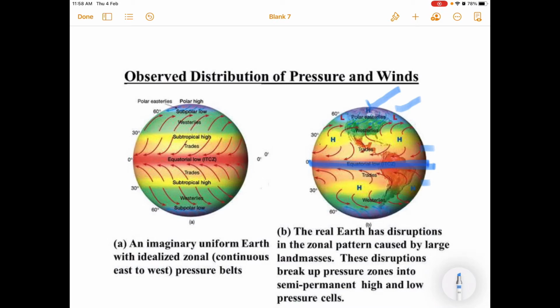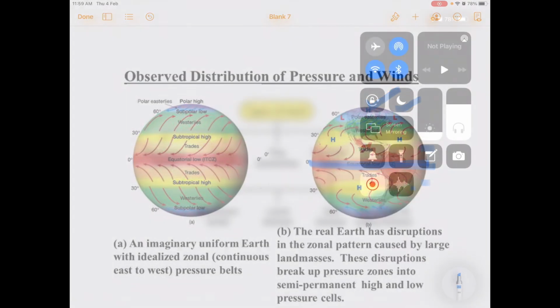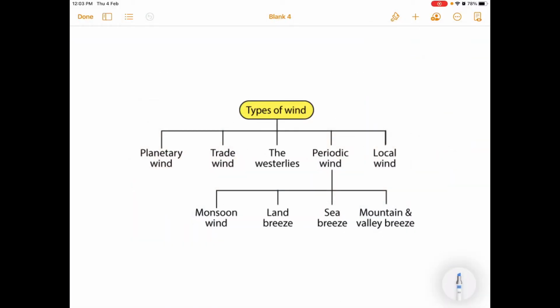So that is the reason that winds are the means by which the atmosphere tries to balance out the uneven distribution of temperature over the surface of the earth, and that is why, children, we are studying the wind system on the surface of the earth. So what are winds, children? The horizontal movement of air is known as wind.